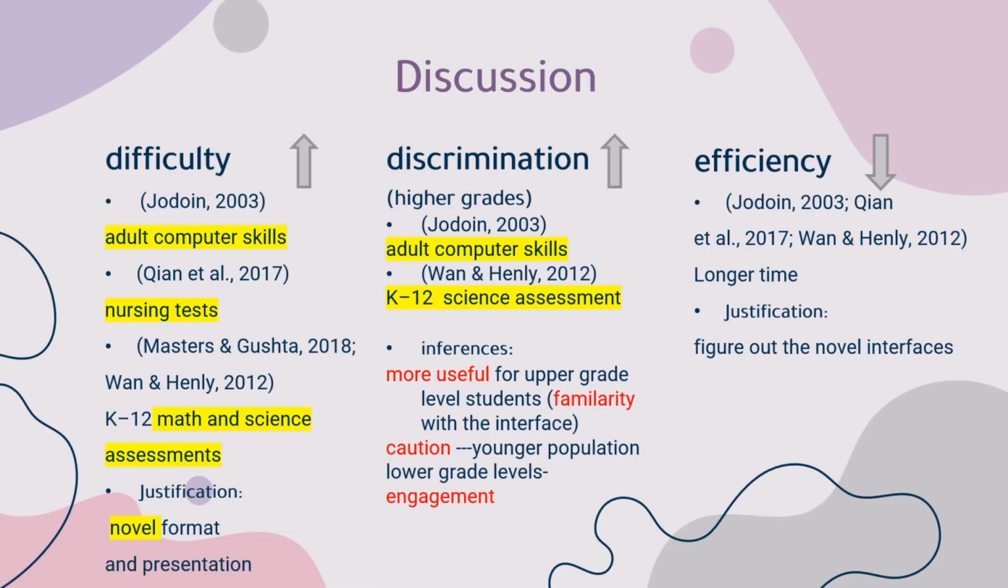Here, the increased difficulty is consistent with the findings of former studies on adult computer skills, nursing tests, math and science assessment. According to the author, the result can be explained by the novel format and presentation of items. As for the increased discrimination at higher grades, similar findings can also be found in previous studies. It may infer that technology-enhanced items are more useful for upper grade level students who are assumed to be more familiar with the interface. However, caution should be taken with younger populations, especially those at lower grade levels who are not so familiar with these items. Therefore, engagement should be increased in terms of item content and item design.